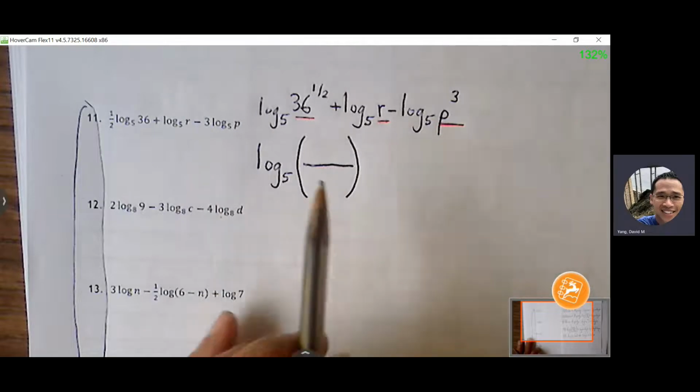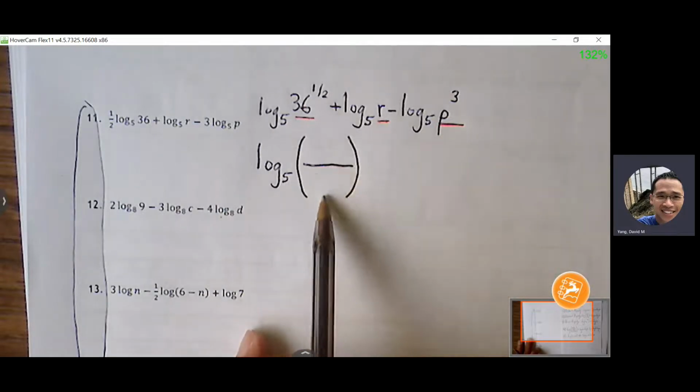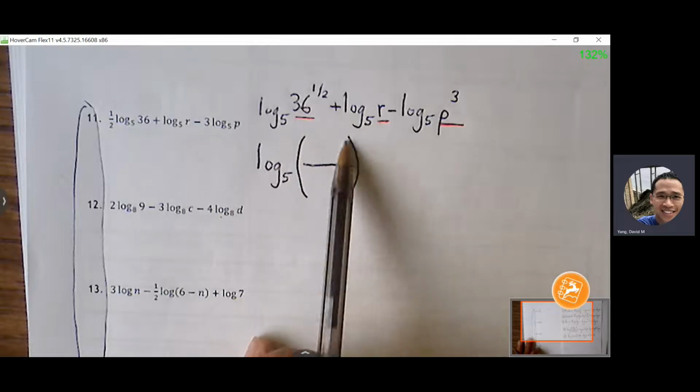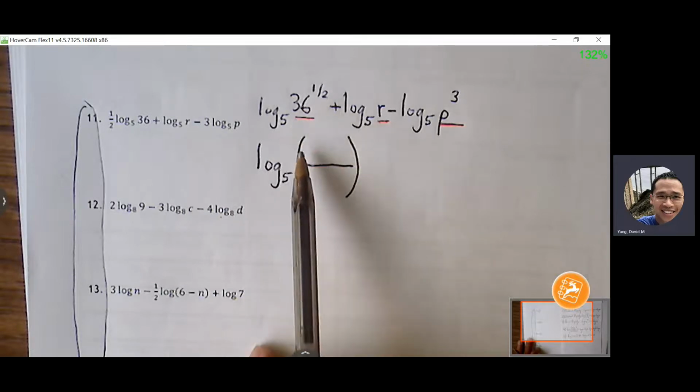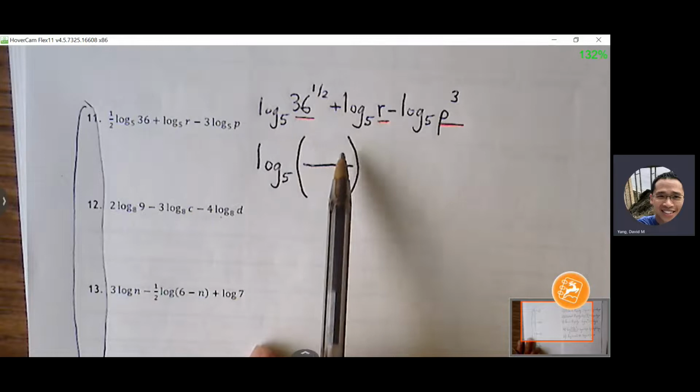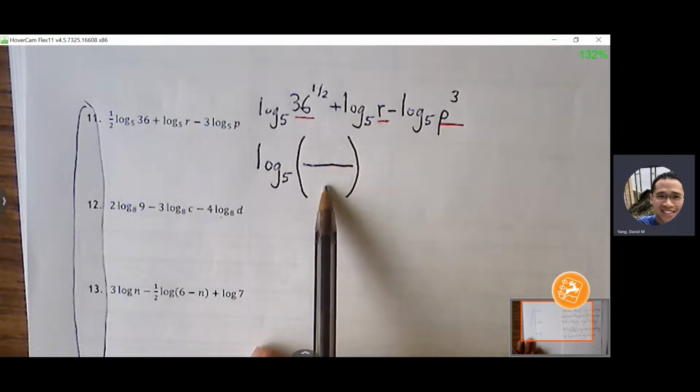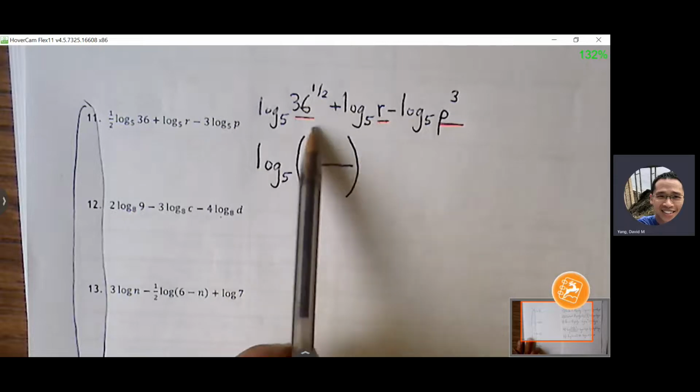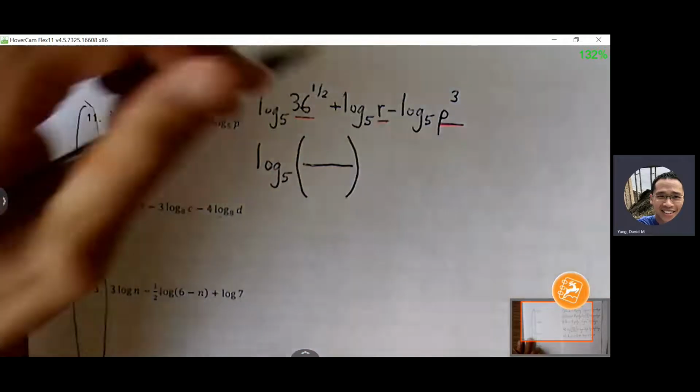When you put everything in, you don't put any plus sign or minus sign. Everything will be converted to multiplication. So we don't want to say 36 to the 1/2 plus r and then a minus p cubed. No plus or minus will show up in your parentheses. Everything will be multiplied or divided.